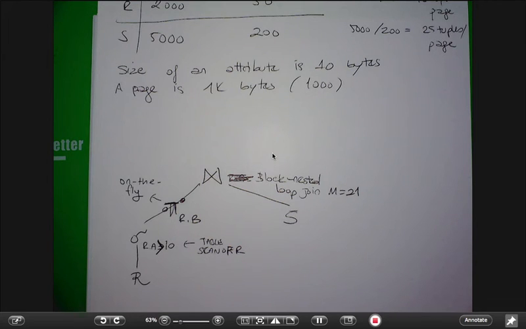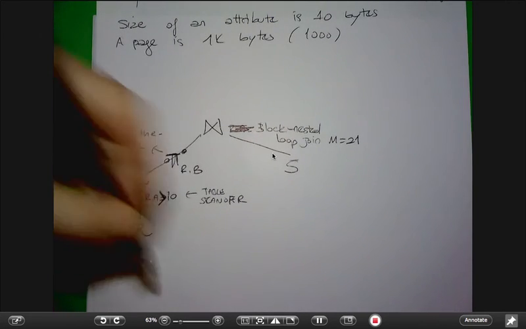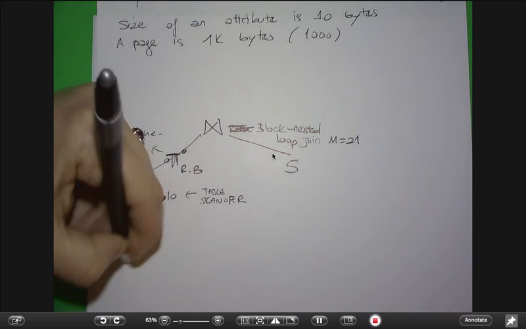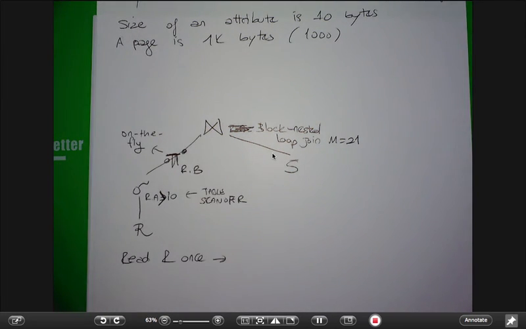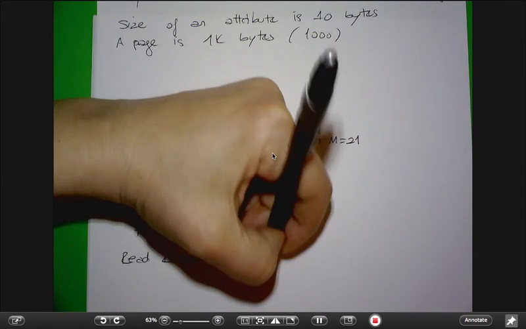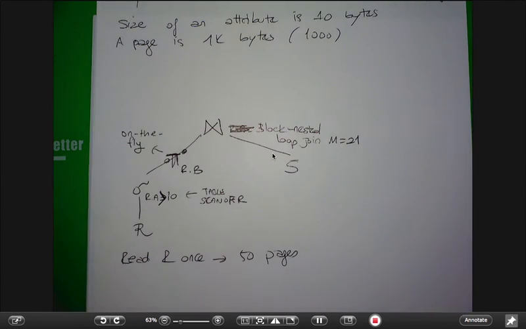Okay? So obviously you're going to read R once only, right? So that's for sure, right? The outer relation you only read once. So R you're going to read only once. You're going to basically have a cost of 50 pages. That is for sure. Okay?